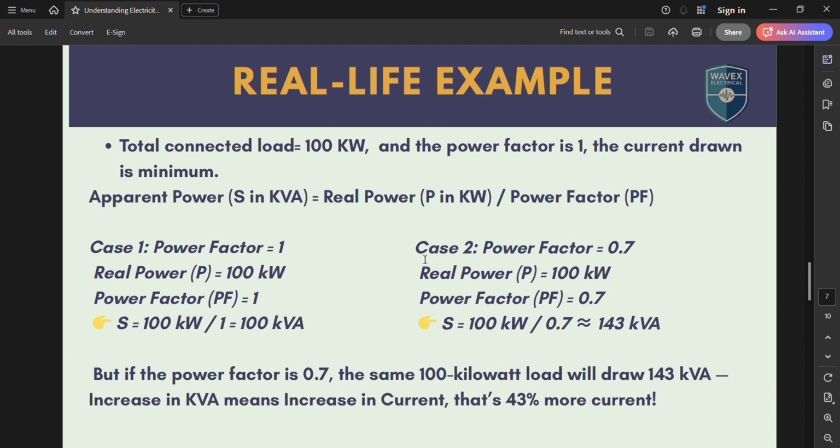Okay, we consider the second case, power factor is equal to 0.7. So what will happen? Apparent power is equal to real power divided by power factor. So 100 kW divided by 0.7 is approximately equal to what? 143 kVA. So to run this 100 kW load, we need a 143 kVA transformer, not 100 kVA. So that is the effect.